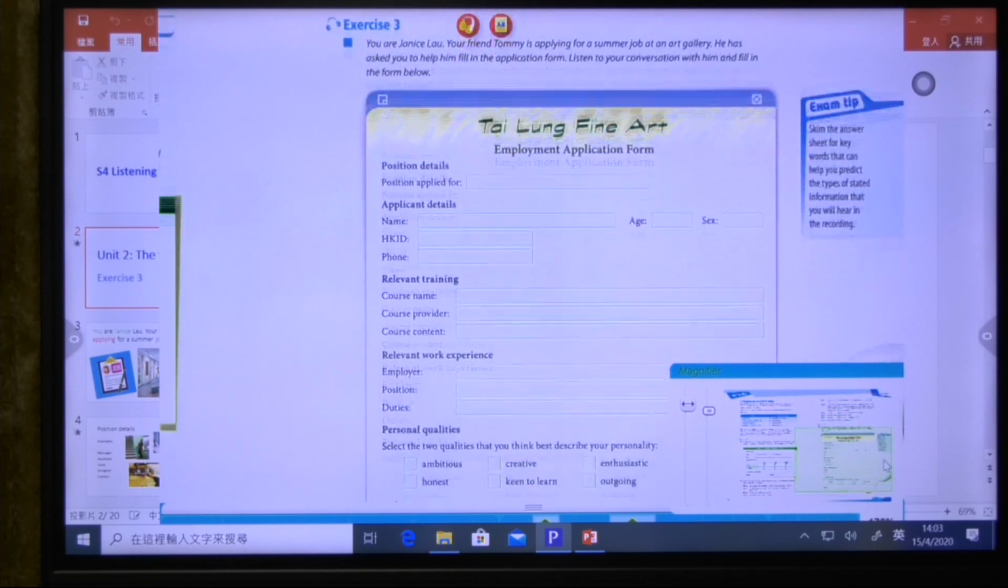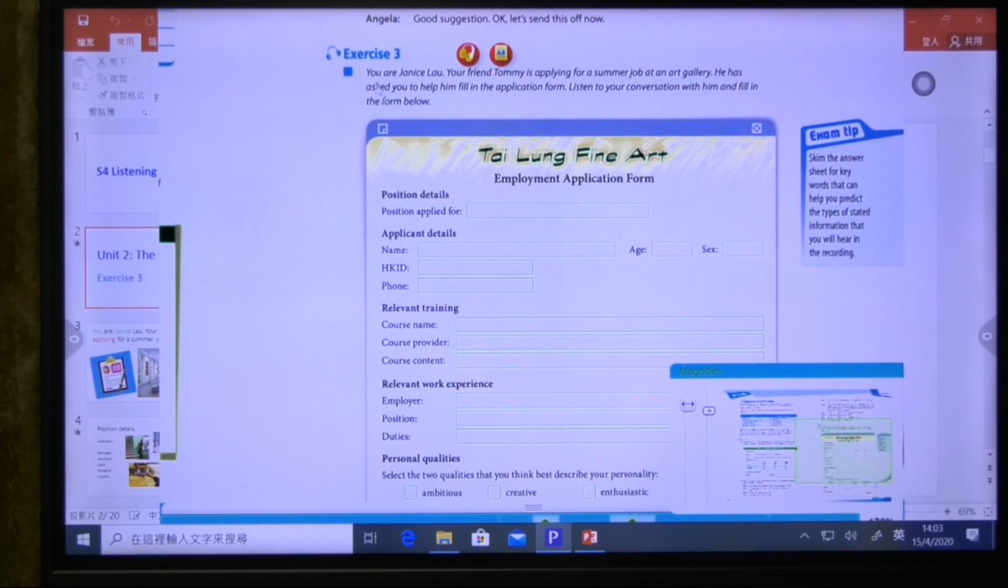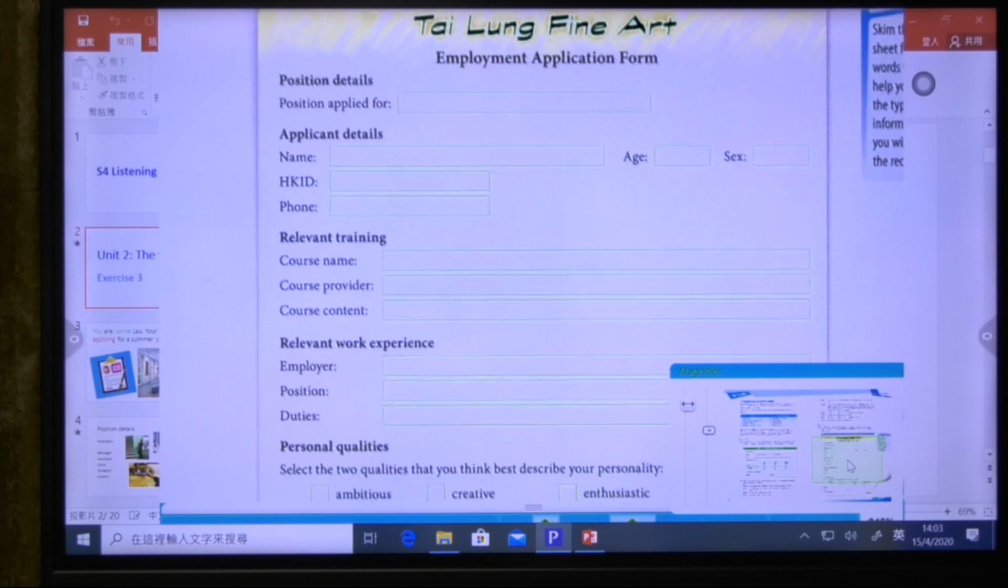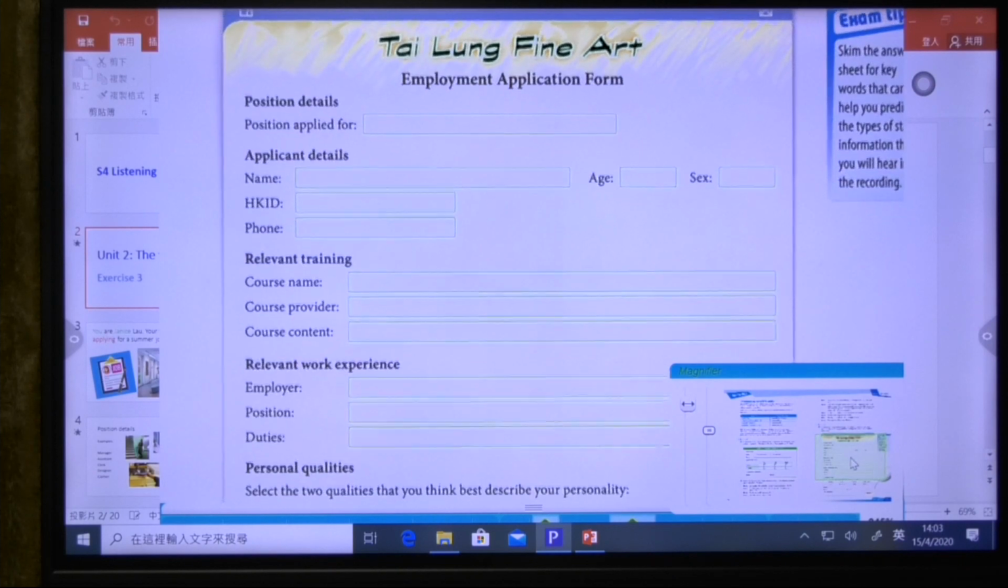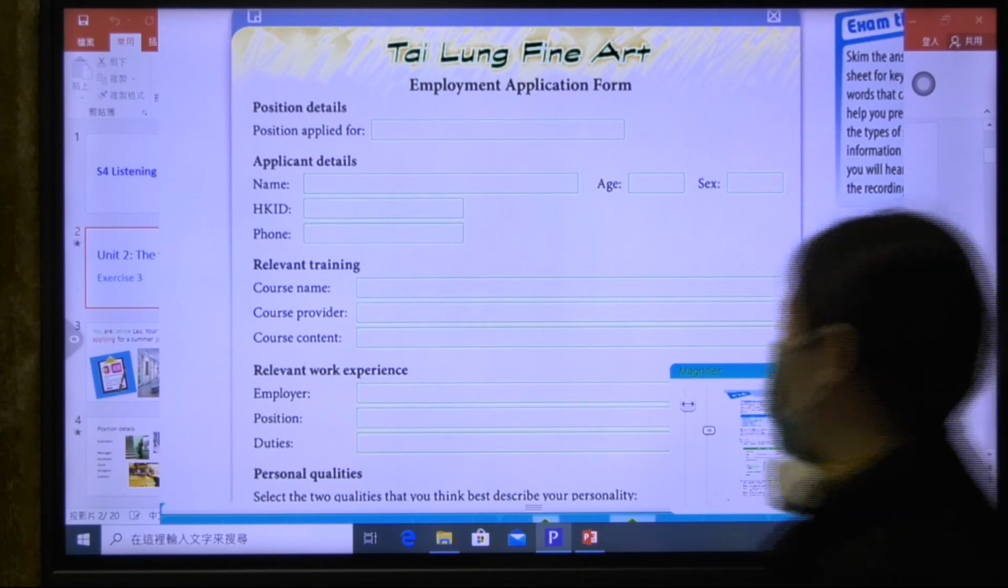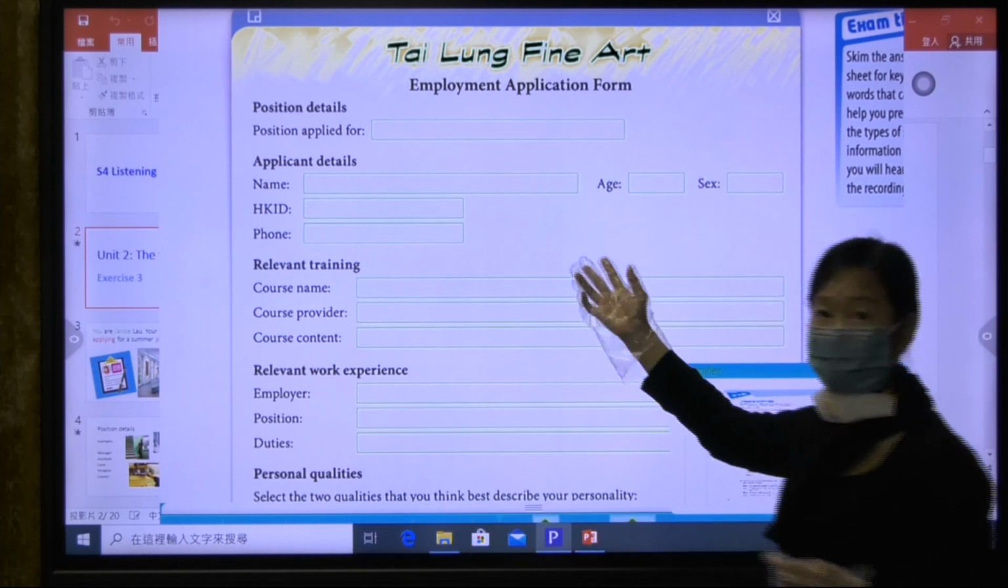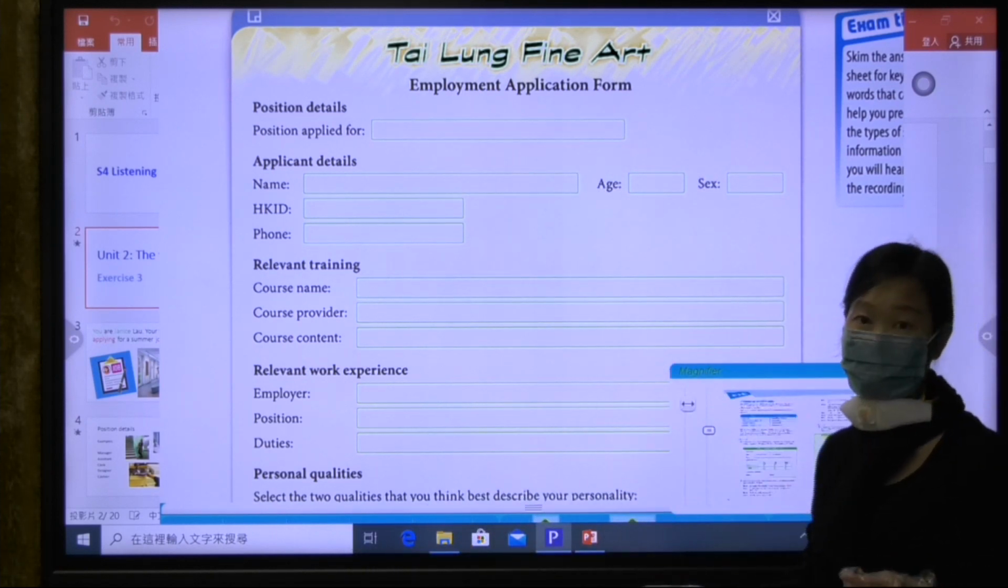So this is our worksheet, right? Exercise 3. For this exercise, have a very quick look at this first. Just a quick look. This is an application form. Employment application form means job application form.